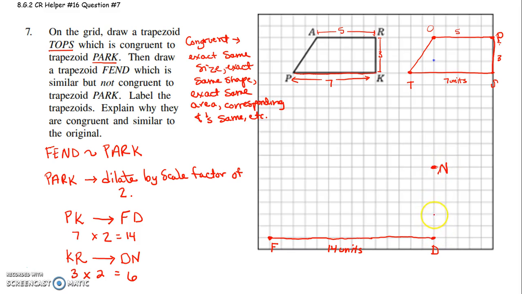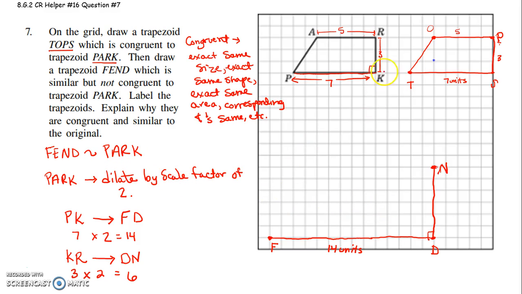Let me just double check. 1, 2, 3, 4, 5, 6. Yes. And you might say to yourself, how did you know you had to go straight up on that grid line? Well, the original angle K was 90, so my new angle D also had to be 90. So I knew to go straight up.